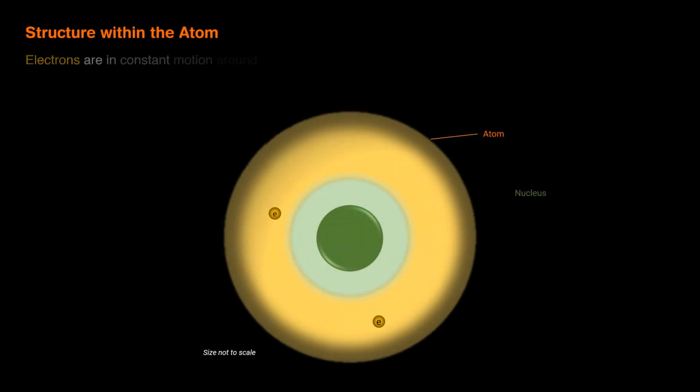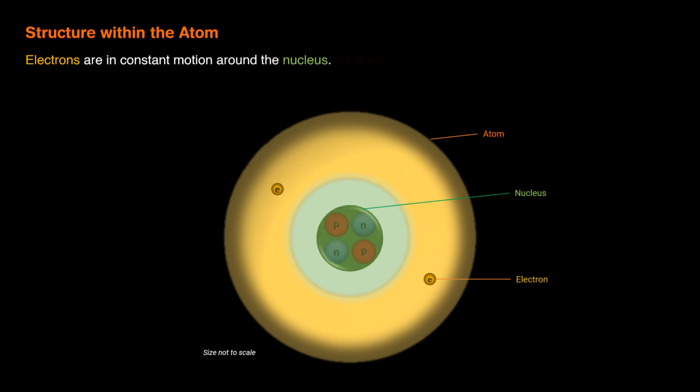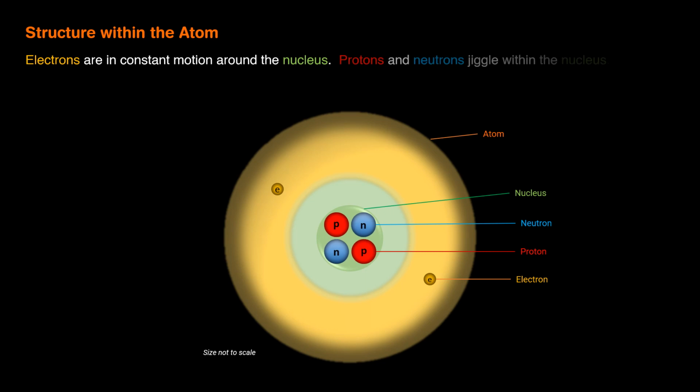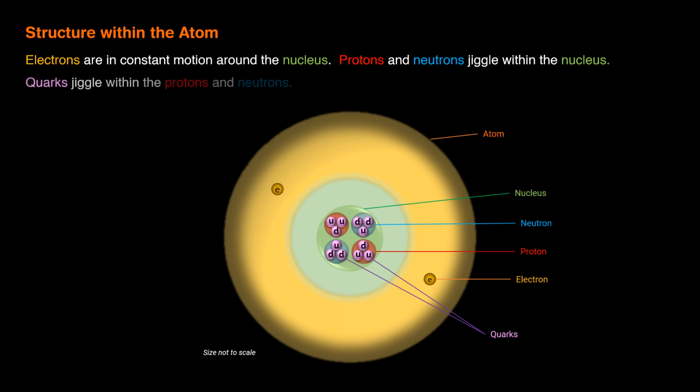Electrons are in constant motion around the nucleus. Protons and neutrons jiggle within the nucleus. Quarks jiggle within the protons and neutrons.